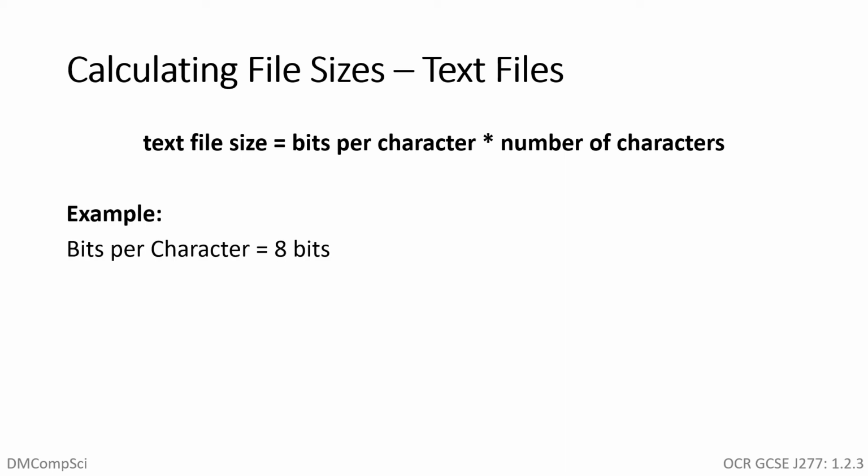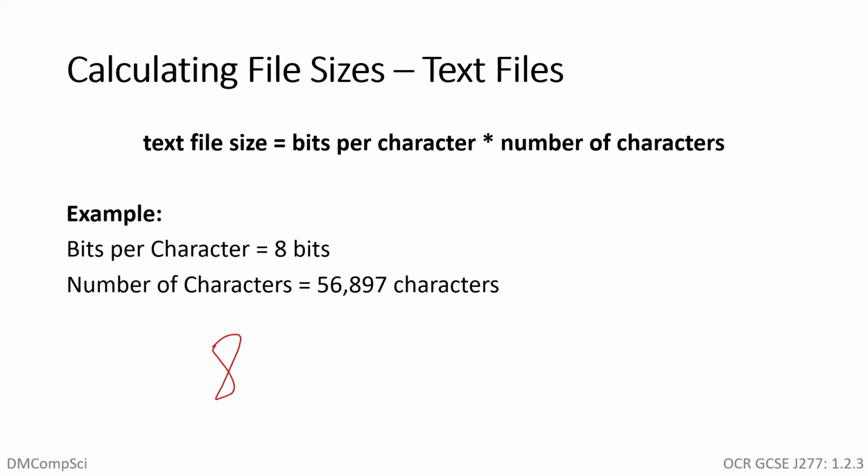So here's the example. Bits per character, 8 bits. We use 8 bits to store each character. Number of characters, just plucked out of the air, 56,897. This could be some code, it could be a monologue, it could be anything like that. So we have a look at this then. We take our bits per character, 8. We multiply that by 56,897.